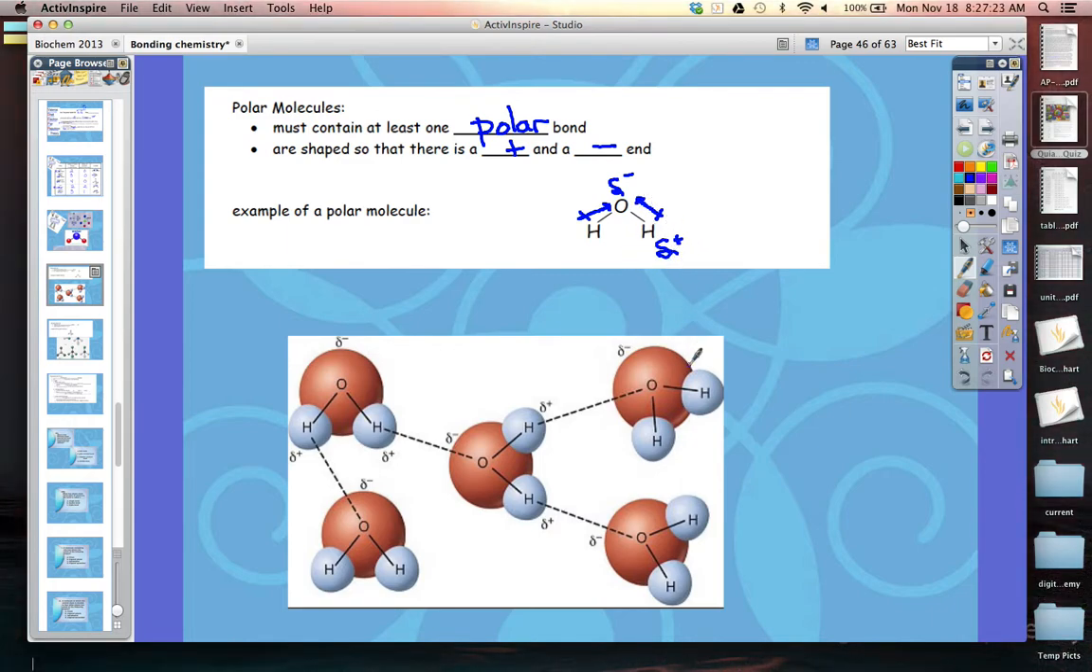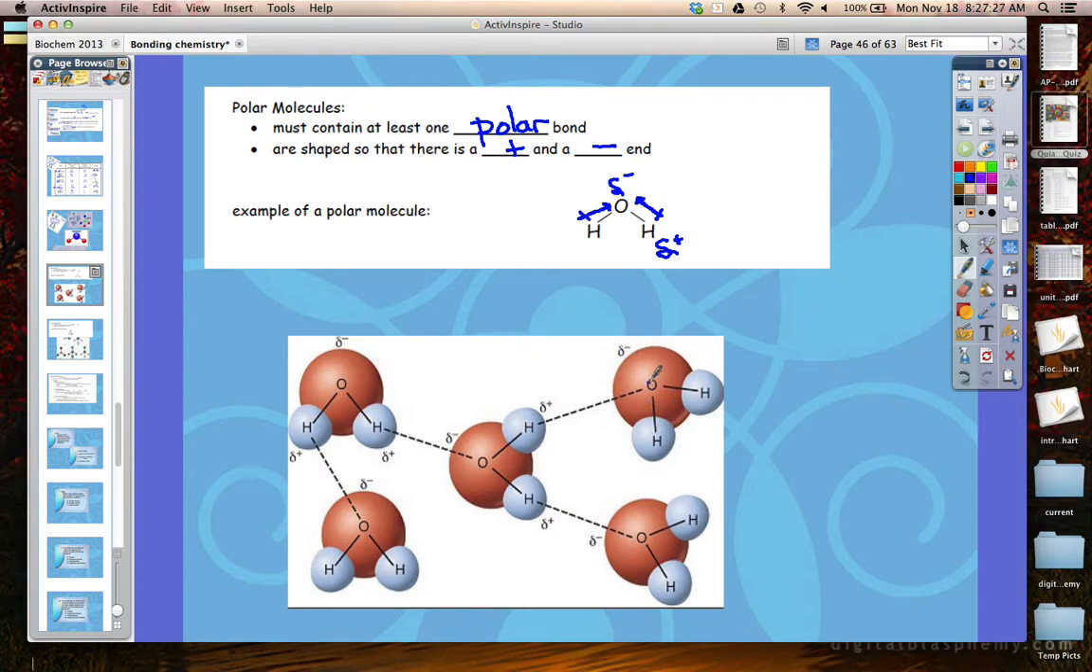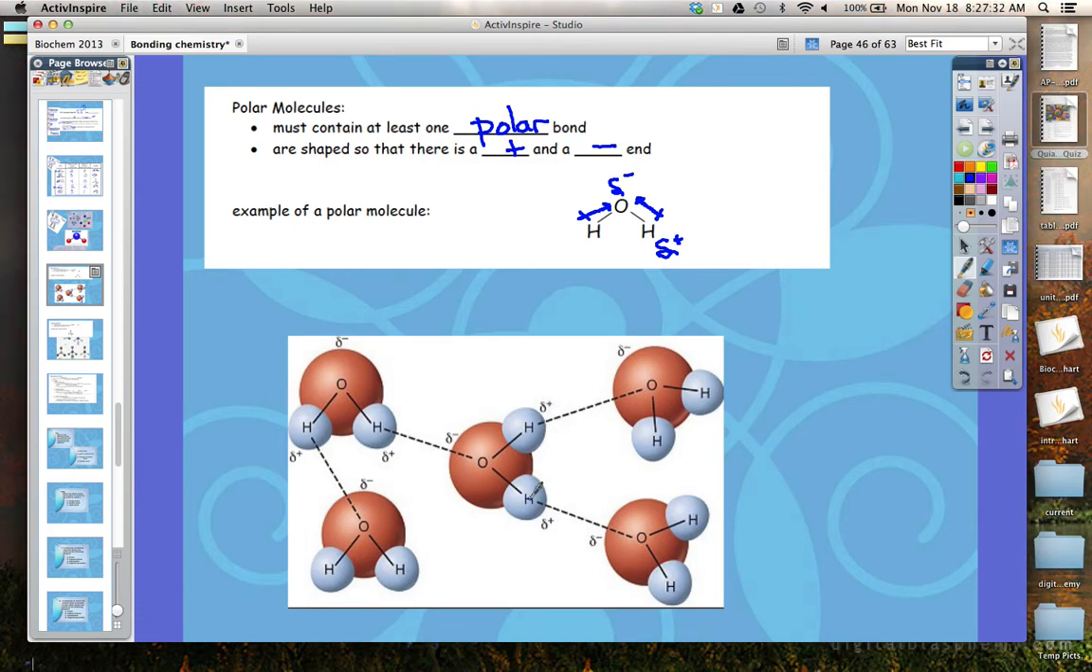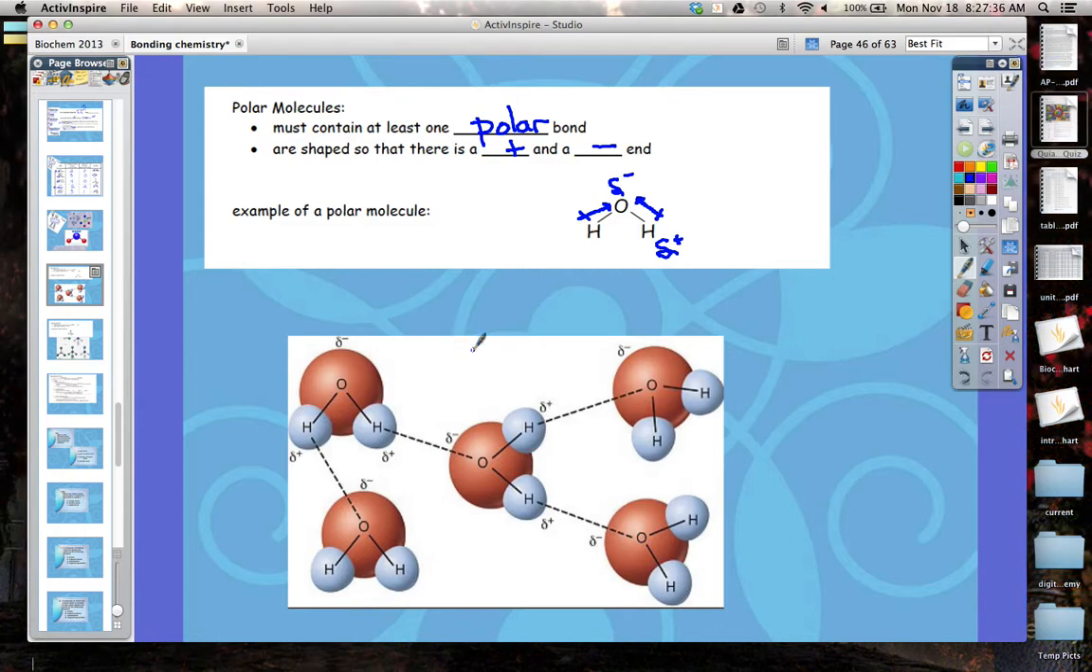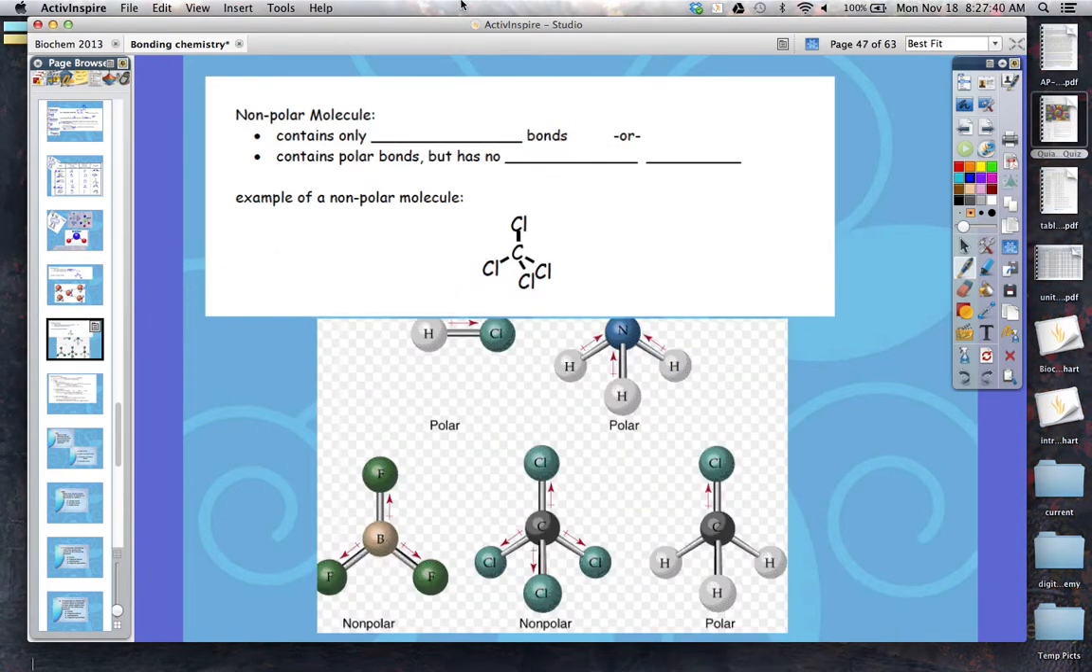You can also just do this. Here's the negative end. Here's the positive end. So the negative end is going to be attracted to the positive end of one. The positive end of this one's going to be attracted to the negative end, and so on and so forth for polar. And then for nonpolar, we're looking at things.